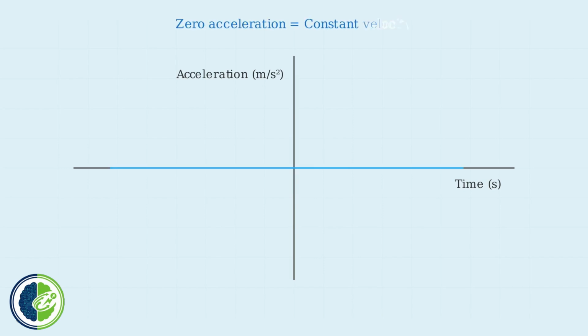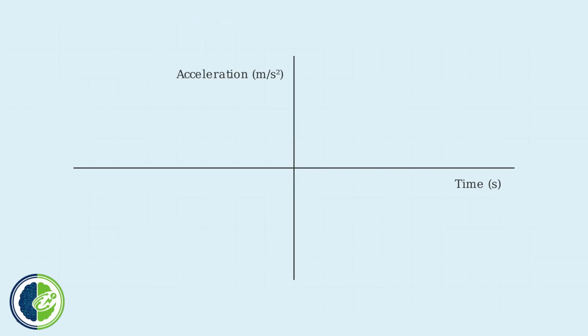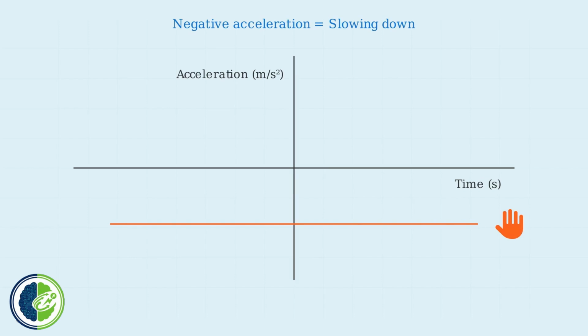A horizontal line at zero acceleration indicates constant velocity. When acceleration is zero, the object maintains the same speed and direction without speeding up or slowing down. A horizontal line above zero indicates constant positive acceleration. This means the object is continuously speeding up at a steady rate, like a car accelerating on a highway. A horizontal line below zero indicates constant negative acceleration, also called deceleration. This means the object is continuously slowing down at a steady rate, like a car applying brakes.